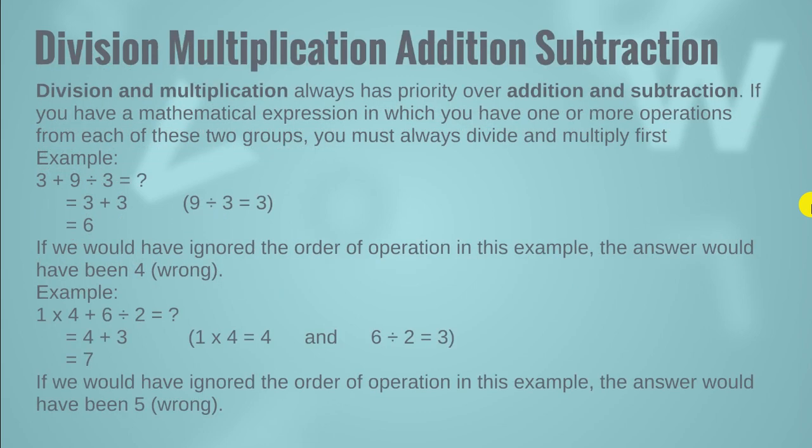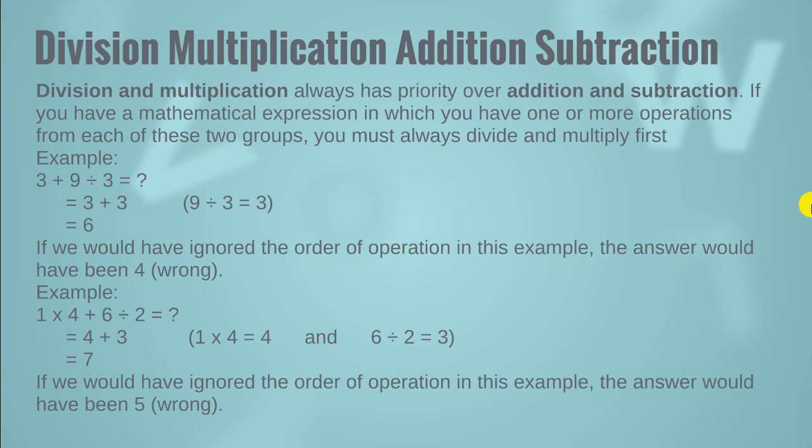Division, multiplication, addition, subtraction. Division and multiplication always have priority over addition and subtraction. If you have a mathematical expression in which you have one or more operations from each of these two groups, you must always divide and multiply first. Example: 3 plus 9 divided by 3 is equal to what?